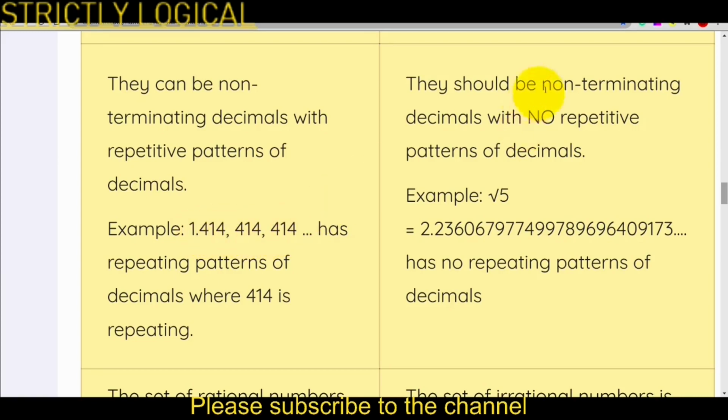While irrational numbers are non-terminating decimals with no repetitive pattern of decimals. For example, root 2, root 5. Root 5's value is 2.23606. You can see that here the numbers are not repeating. There is no repeating pattern of the decimals. That's why this is an irrational number.